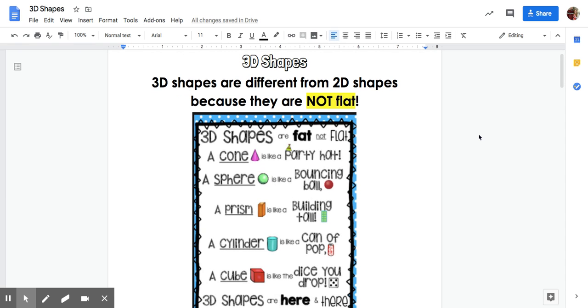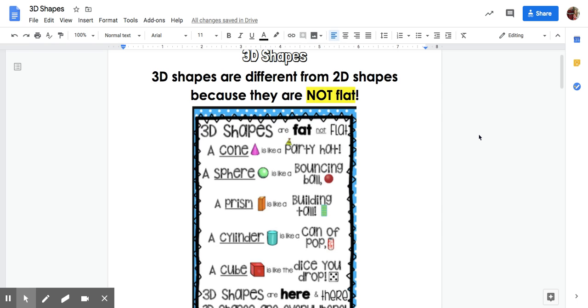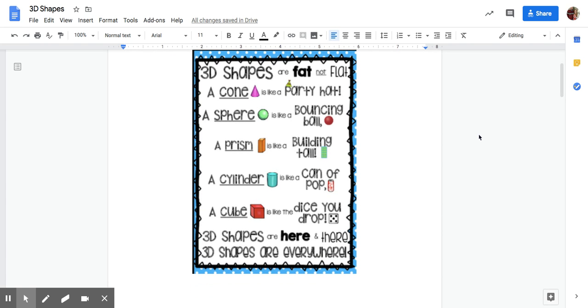This document has some different pictures and words that I want you to focus on when you're working on your 3D shapes this week. You can come back to it, or you can rewatch this video if you need to. So let's look at this first image. It says that 3D shapes are different from 2D shapes because they're not flat. So this little poem is a good reminder, so let's read it together.